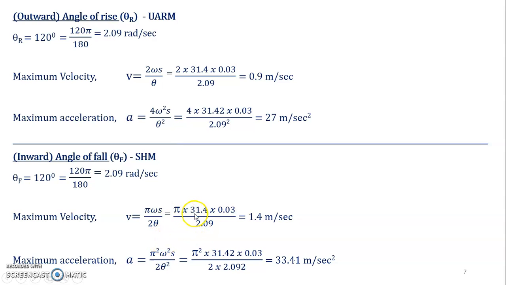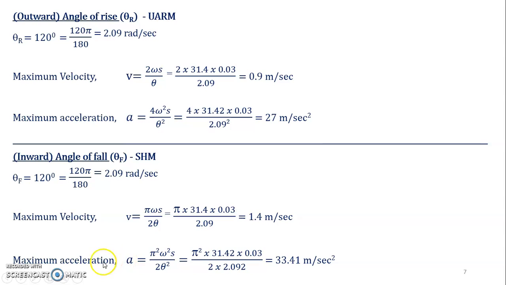So you know what pi is, into 31.4 which is omega, into 0.03 which is s, divided by 2 theta. So that should be 2 into theta. Again there is a small typo there. It should be 2 into theta, or 2 into 2.09, which gives me, I think, 1.4. I'm not sure, I just saw this type of mistake here. It's actually pi omega s by 2 theta. So here it should be pi into 31.4 into 0.03 divided by 2 into 2.09. That will give you some answer. I don't know whether it's 1.4 or something else, so please check that.